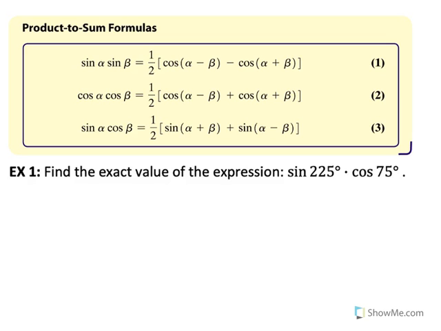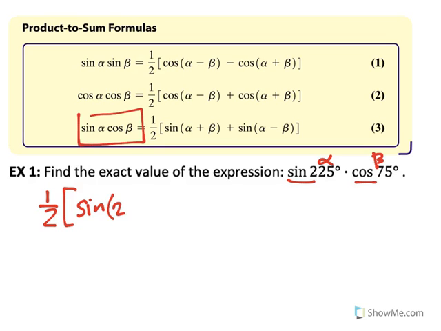Okay, so our product to sum formulas are as given. Your job right now is to recognize in your example which of the three product to sums that we have been given. So we've got a sine times a cosine. So our sine times a cosine will be this formula. So what we do here is we take 1/2 of sine of alpha, and you'll see that this is your alpha and that is your beta. So sine of 225 plus 75 plus sine of 225 minus 75.